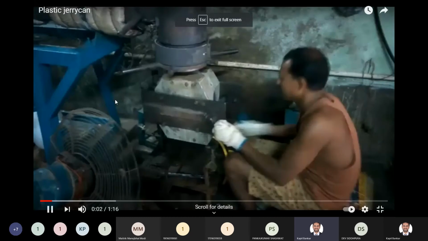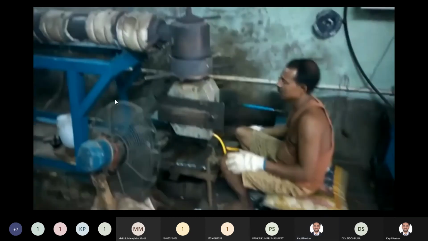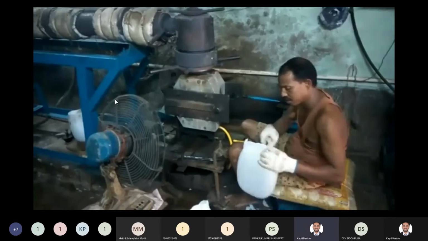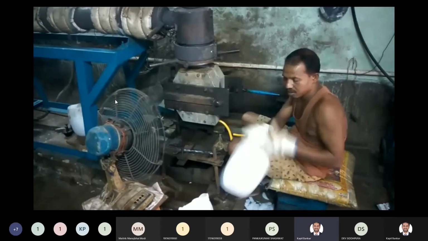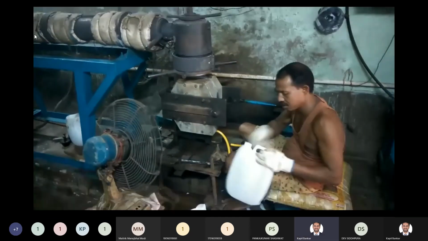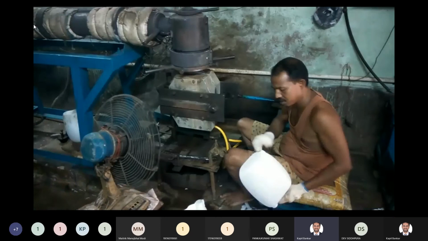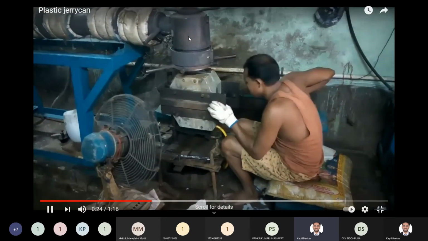Again, see this process for a small container. This type of small container can also be produced with the help of a blow molding machine. So here, this is the extruder, follow my cursor. And from here, this is the die. Sorry, this is the head.